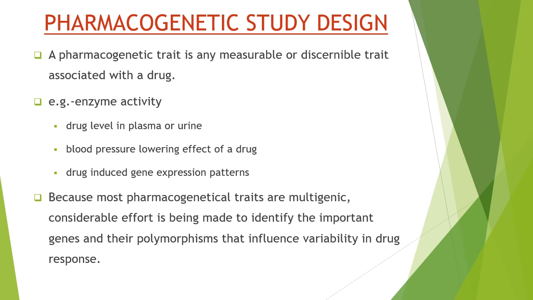Pharmacogenetic study design. A pharmacogenetic trait is any measurable or discernible trait associated with a drug. For example, enzyme activity, drug level in plasma or urine, blood pressure lowering effect of a drug, or drug-induced gene expression patterns. Most of the pharmacogenetic traits are multigenic. Therefore, considerable effort is being made to identify the important genes and their polymorphisms that influence variability in drug response.